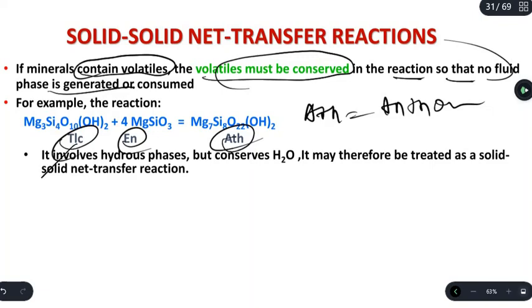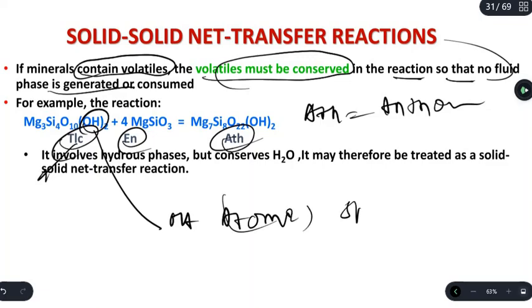For example, suppose here in talc there is OH, OH is in the atomic structure of the mineral, not like a separate fluid phase. Okay, and that OH present in the atomic structure should be conserved, so that no fluid phase is generated or consumed. So that is the most important part of the solid-solid reaction, right? It involves the hydrous phase.